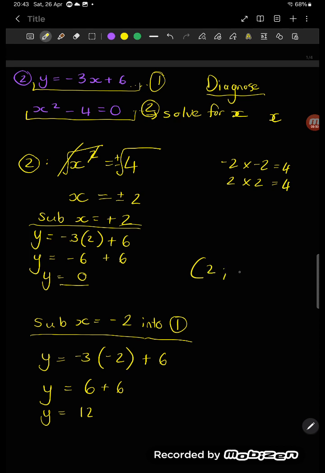So I've got a 2 and a 0. Remember, this is x and y. It's like a coordinate point. And if x is minus 2, y is going to be 12. Remember, your x is first and y is second. Why do we do x first?